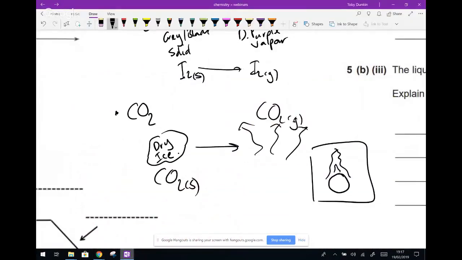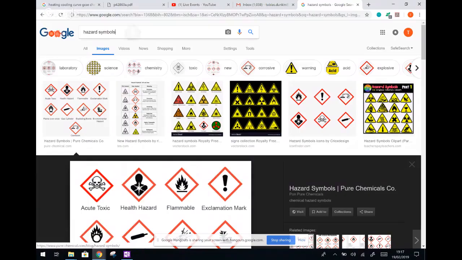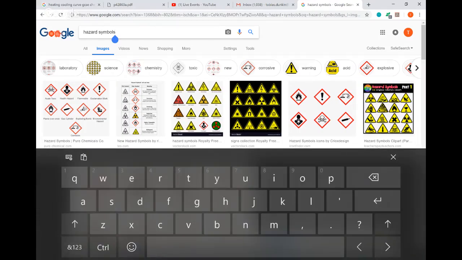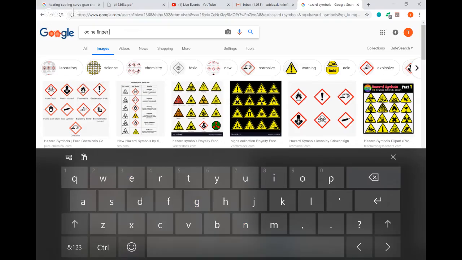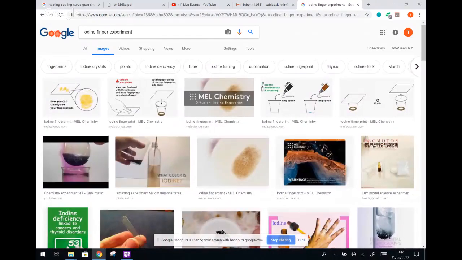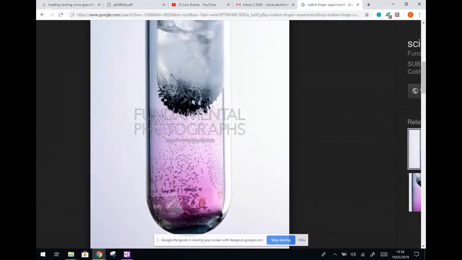Now, just to mention that there is a practical with iodine, which includes vapor deposition. This is called an iodine finger experiment, and I'll Google a picture, and what I will get is this. So there it is. So iodine here, again, you get to see the two states, and it's a rather beautiful demonstration.